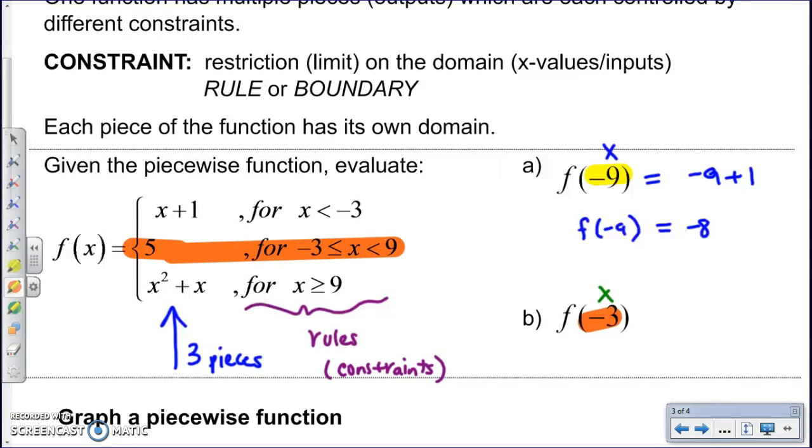It falls into this category here. And this rule states that if x falls into the second category, then the function will just equal 5. So there's nothing to solve there. No matter what x is, if it falls into that second category, y will always be 5.